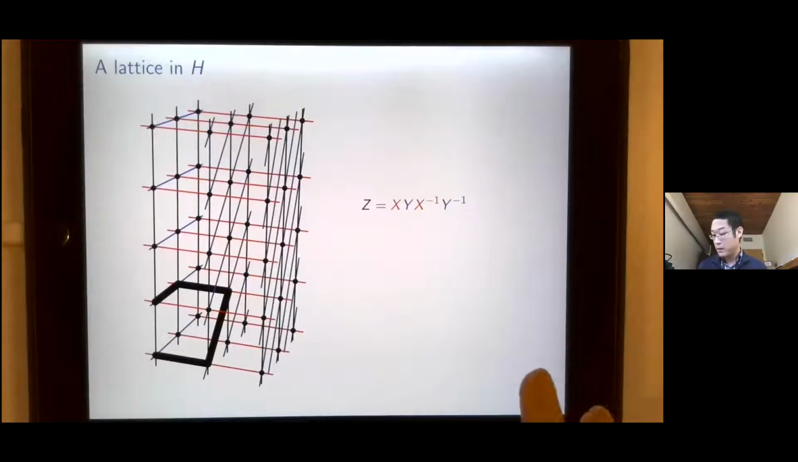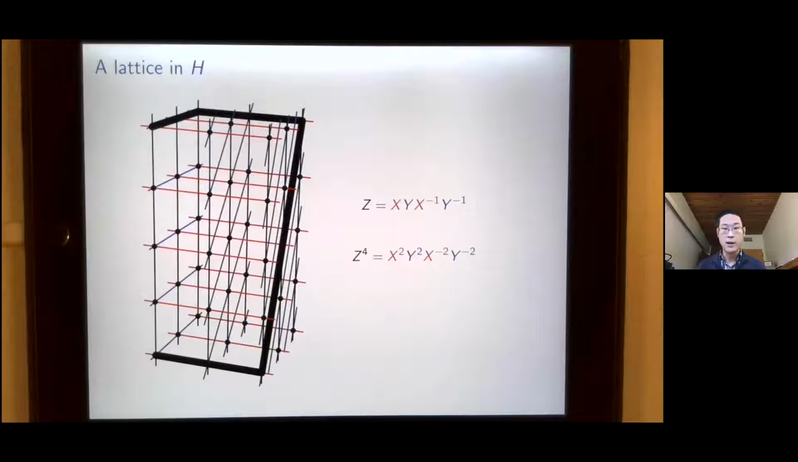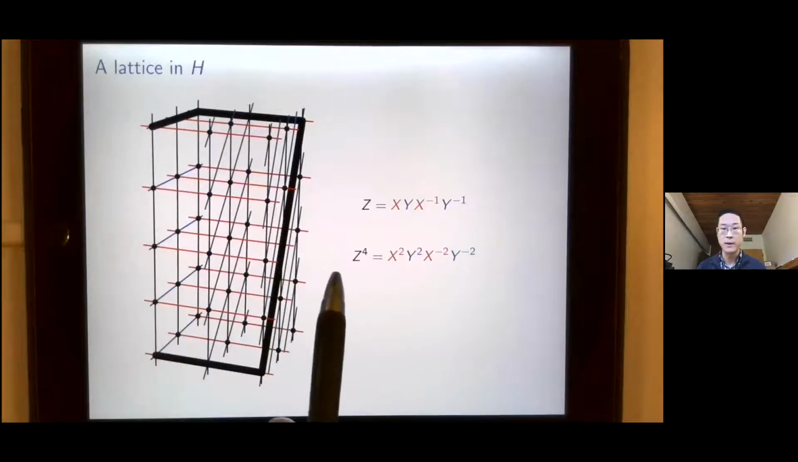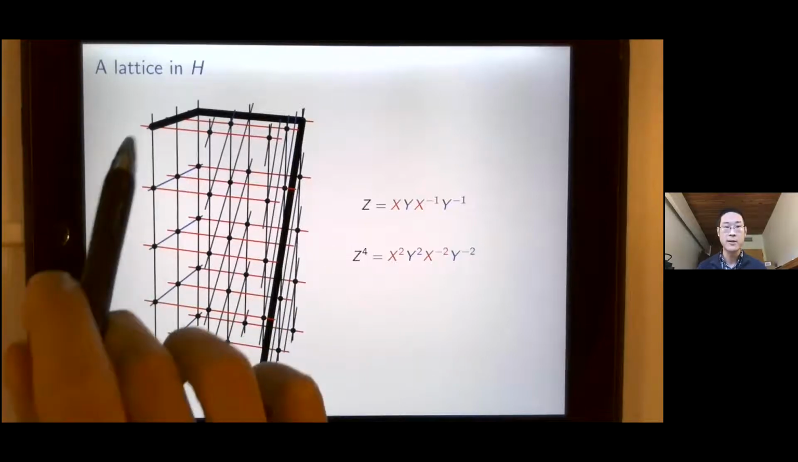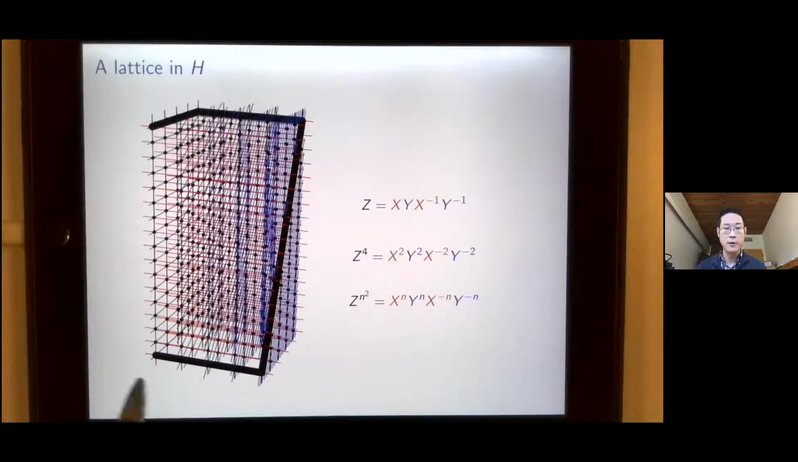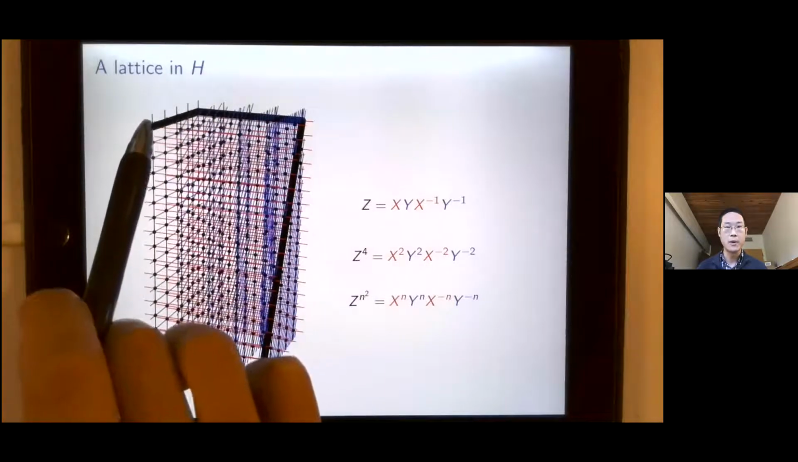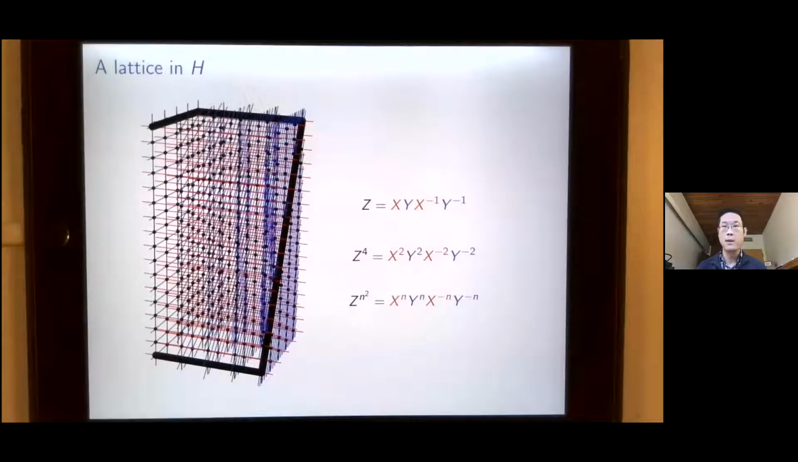First, because they show up throughout the group. So for instance, here's a bigger spiral. Here's x squared, y squared, x to the minus 2, y to the minus 2, corresponding to z to the fourth, 4 steps in the z direction. Here's a larger spiral, x to the fourth, y to the fourth, x to the minus 4, y to the minus 4, which is equal to z to the 16th, 16 steps in the z direction.